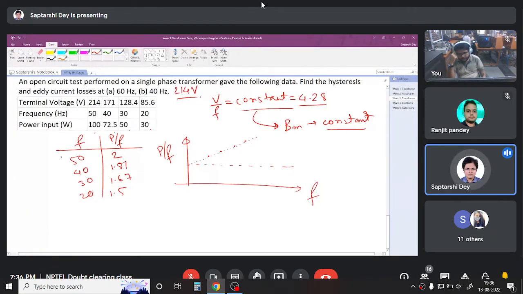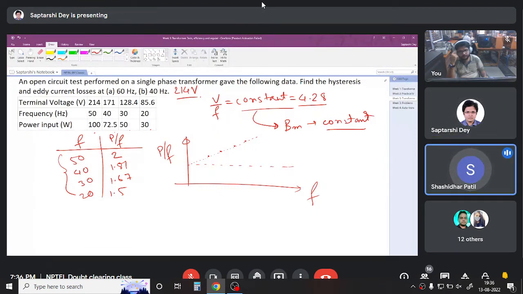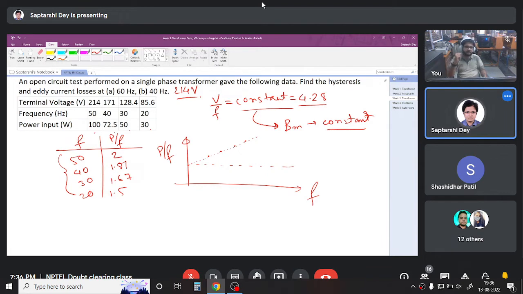So you have certain values. Shiva, want to say something? No, that point we cannot say without plotting because F cannot be zero there. That's the problem. See, we have already proven that this will be a straight line, right?